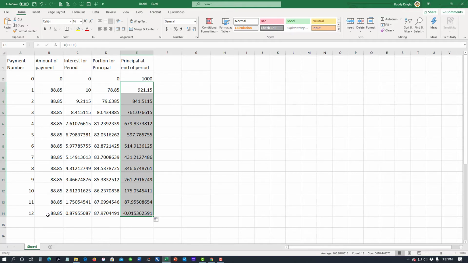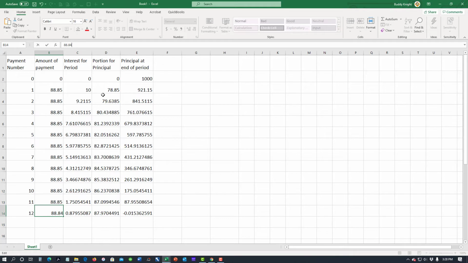So I look down now at my last row, and I see that my ending balance is minus 1.5 cents. So I don't want to overpay, so I'm going to change this last payment instead of $88.85 and make it $88.84. Okay. Often on a loan, the last payment is slightly smaller or slightly larger to make the balance come out exactly even.